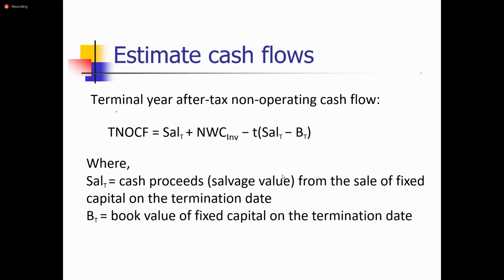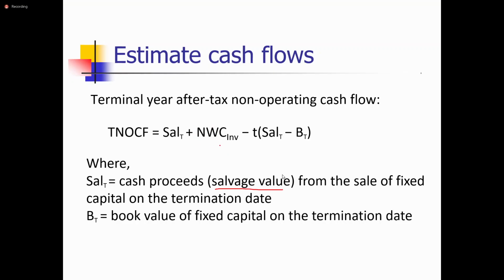Then the terminal year cash flow, or terminal cash flow. This is the after-tax non-operating cash flow. In the terminal year, there might be some salvage value. If there is a salvage value in the project, you can sell it, so you will get some cash proceeds from the salvage. That is the cash proceeds from the sale of fixed capital on the termination date. That is what we call the salvage value.